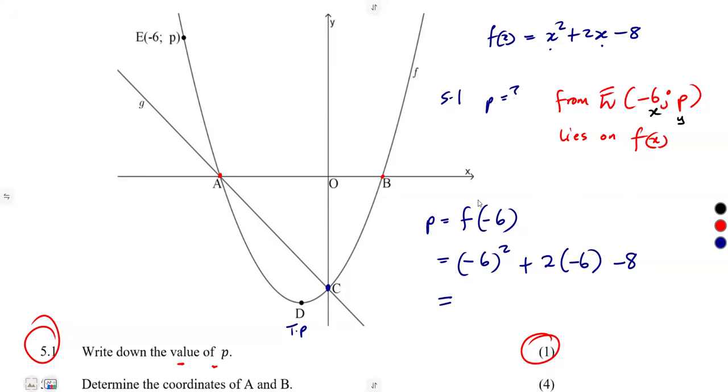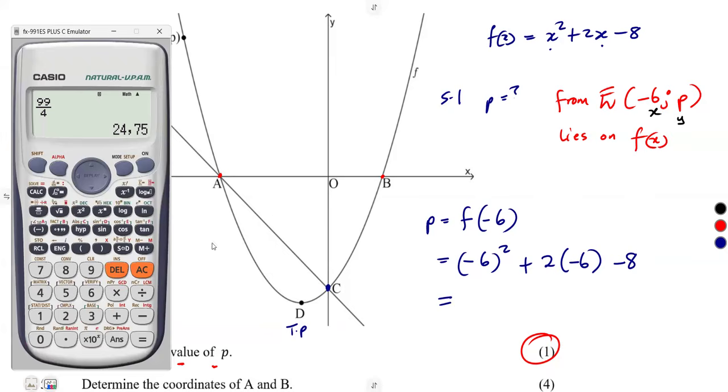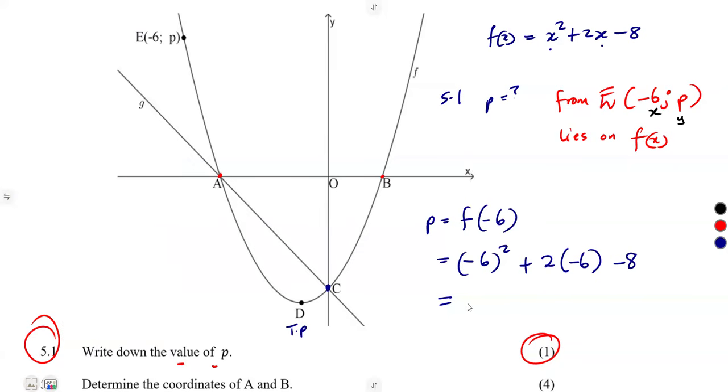Simplifying this, we square negative 6, plus 2 into negative 6 again, minus 8. That is going to give us a positive 16. So that was the value of p from what we are given.